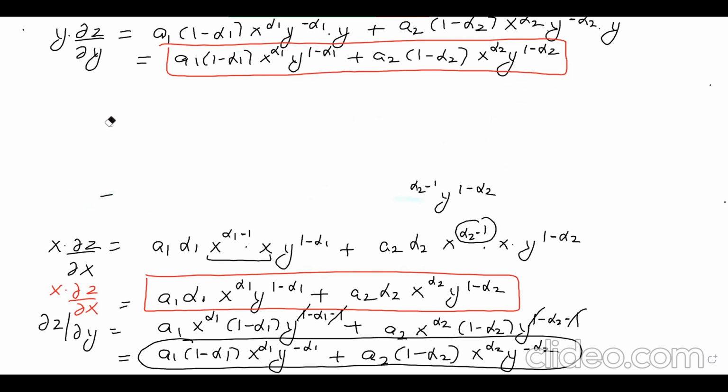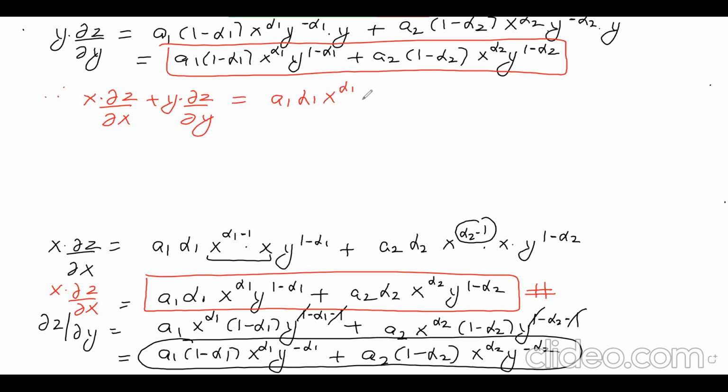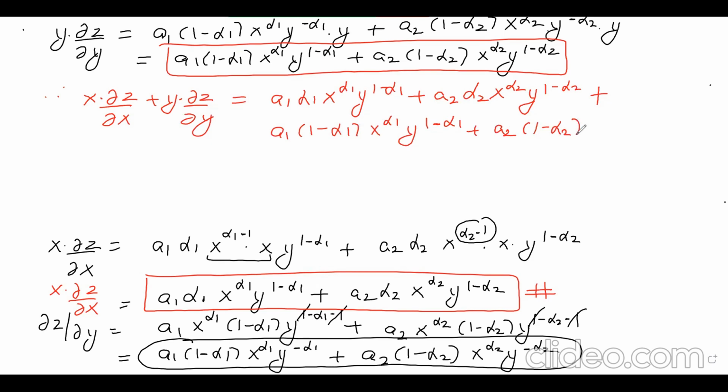If I erase all this off, I can say therefore x times del z by del x plus y times del z by del y is going to be, so x times del z by del x is this whole expression a1 alpha 1 x to the power alpha 1 y to the power 1 minus alpha 1 plus a2 alpha 2 x to the power alpha 2 y to the power 1 minus alpha 2, plus y times del z by del y is a1 1 minus alpha 1 x to the power alpha 1 y to the power 1 minus alpha 1 plus a2 1 minus alpha 2 x to the power alpha 2 y to the power 1 minus alpha 2.